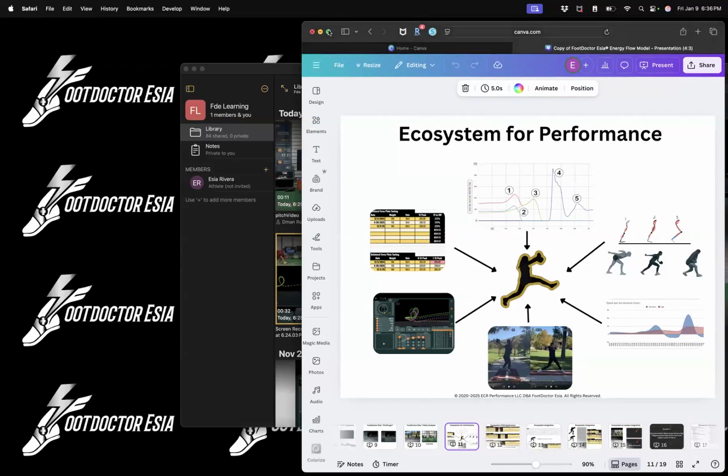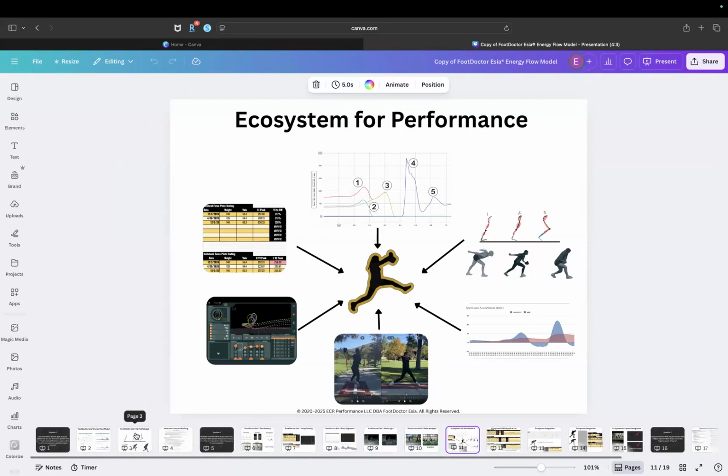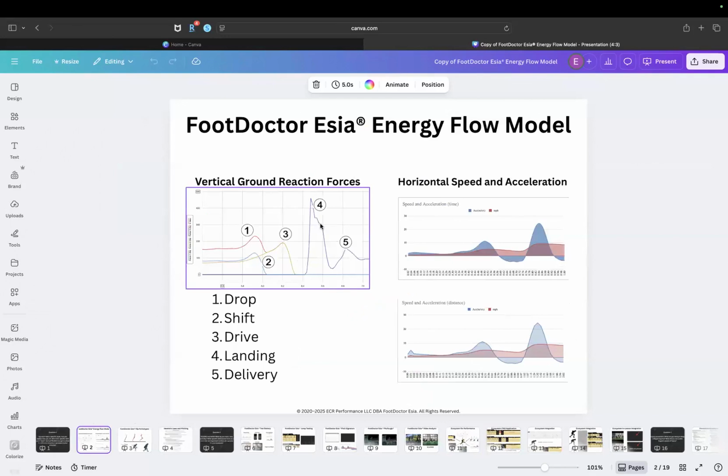All right. So the first thing you're going to see here is that everything I do is about creating an ecosystem for performance for all of our pitchers. You're going to see a couple of images here. What that is, is an energy flow model. The way that works in terms of those numbers is that all pitchers, no matter how they pitch, whatever style you think they pitch with, they all have these 5 things that happen during their pitching motion.